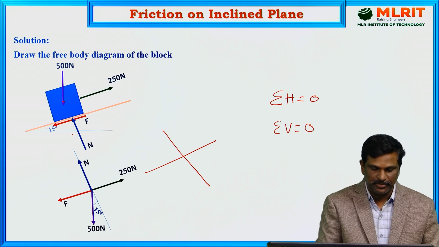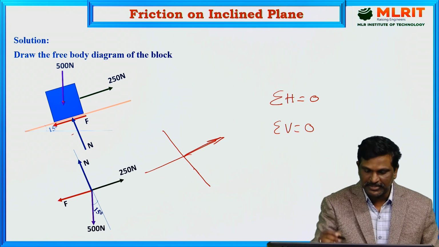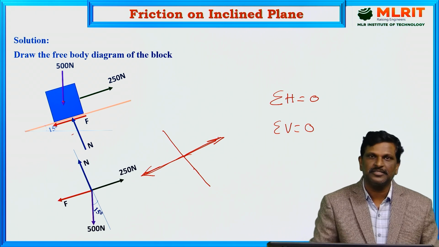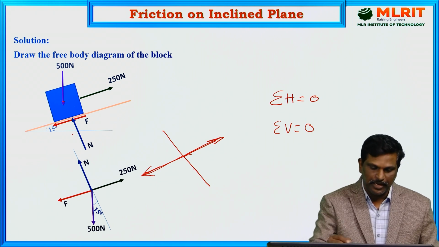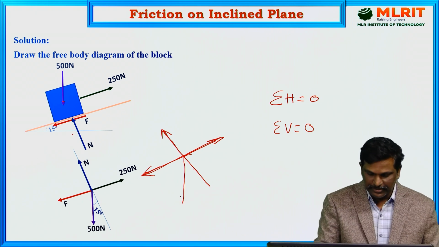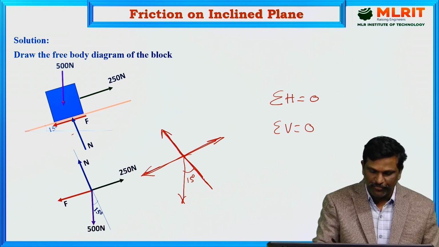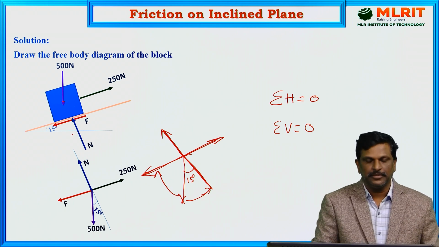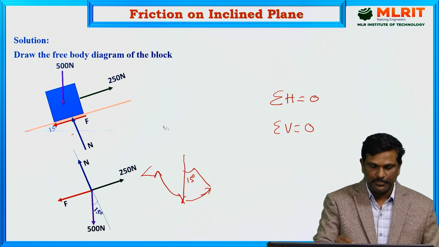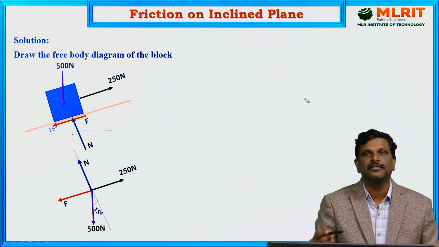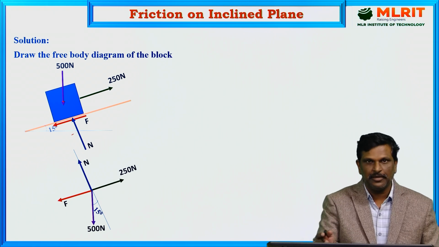The advantage is, no need to resolve 250 newtons because it is along the plane. No need to resolve friction because it is again in the same line, parallel to the plane, and the normal reaction is also perpendicular to the plane, so no need to resolve. Only the weight is acting at an angle of 15 degrees to the normal to the plane. So therefore only the weight can be resolved into two components. That's why in inclined plane problems, generally we will resolve forces, or we will apply static equilibrium equations, in this way.